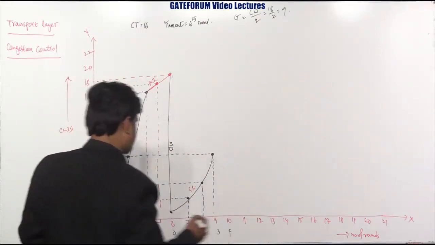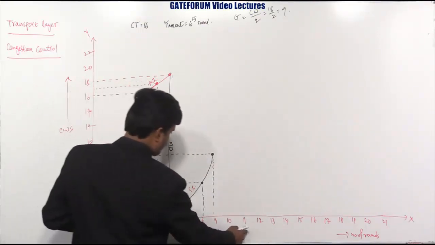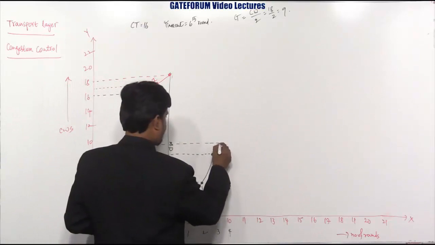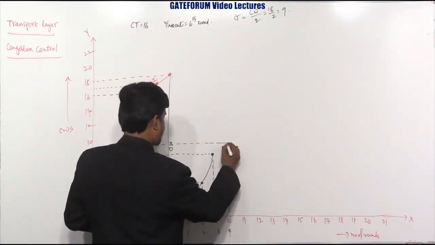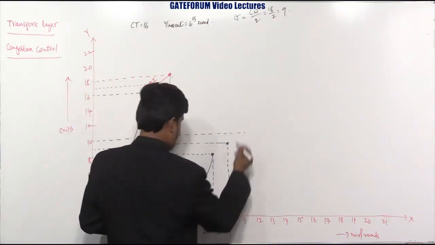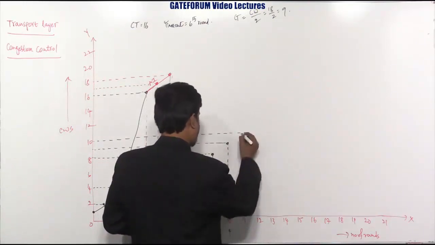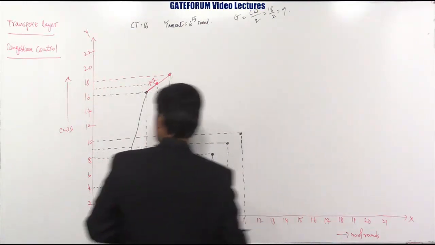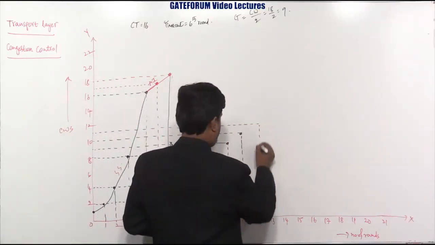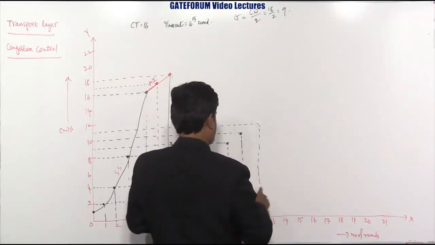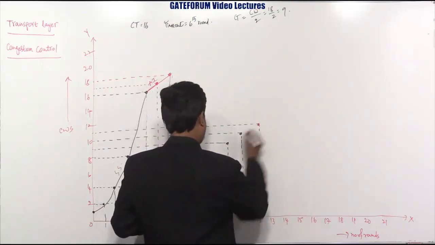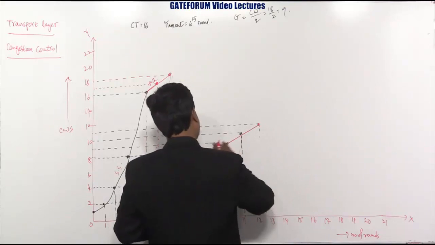Then, in the 10th round, the congestion window size is 9. In the 11th round, the congestion window size is 10. In the 12th round, the congestion size is 11. So from this point to this point, this phase is called the additive increase phase.